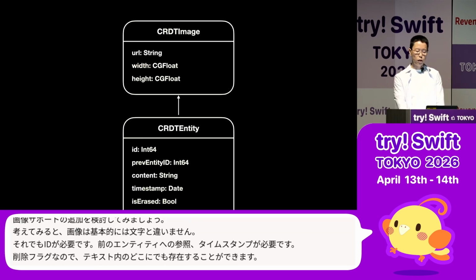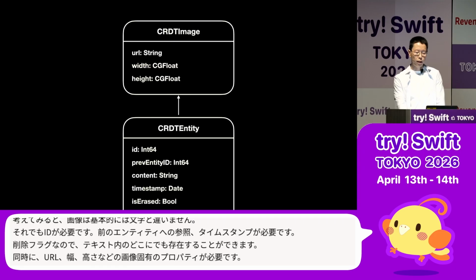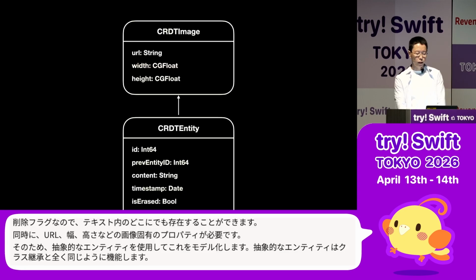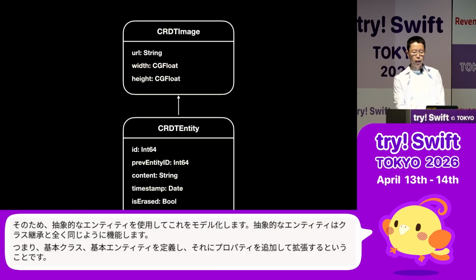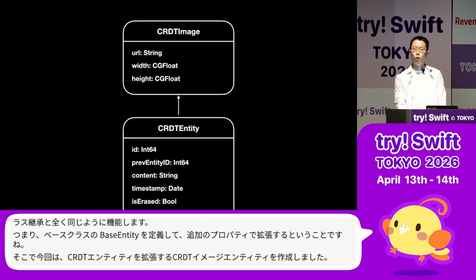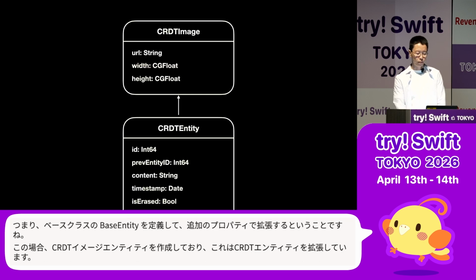So we model this using abstract entity. An abstract entity works just like class inheritance. So you define a base class, base entity, and extend it with additional properties. So in this case, we created a CRDT image entity that extends CRDT entity and added the field needed for images. And with that, we get image support.